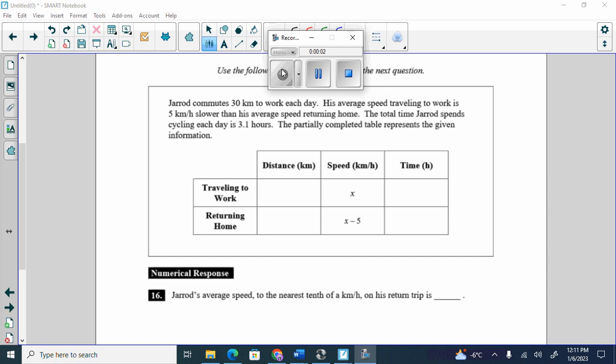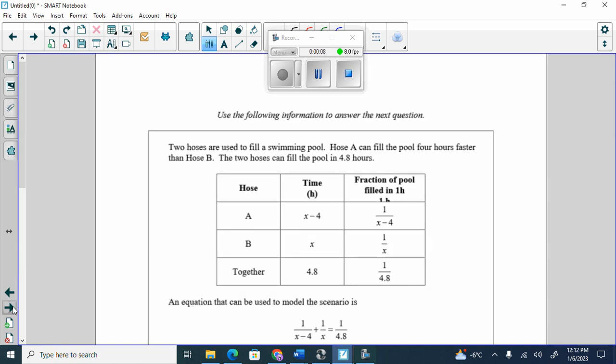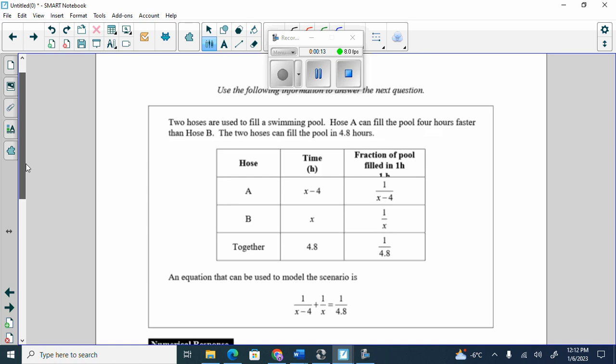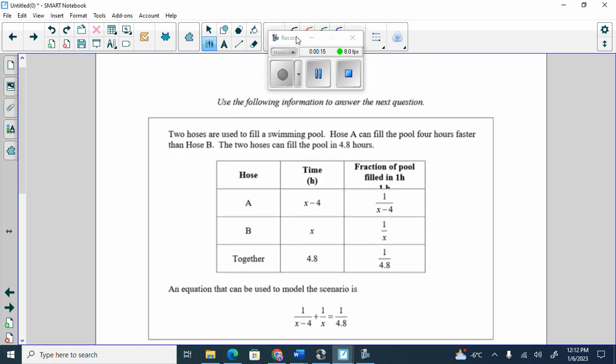Okay, guys, we're skipping 16. We're going to be skipping 16 because we haven't gone through those. We're doing that on Monday when we get back. I'm on how to set up the equations, but we can do this word problem because it actually gives you the equation.